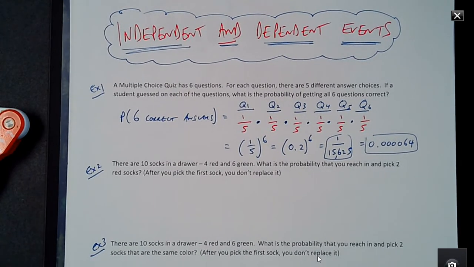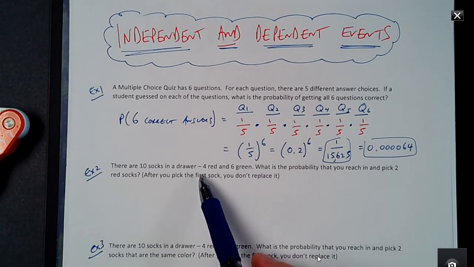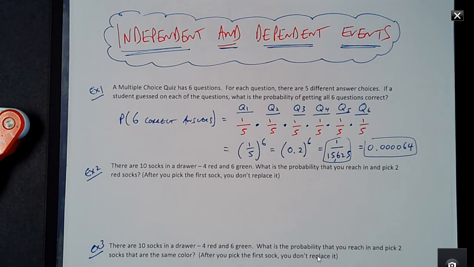So now let's have a look at a dependent probability. Let's imagine you have that same morning. All right, you have a history test in the morning, you're rushing to get up, and you reach into your sock drawer. Now, in your sock drawer, apparently you have 4 red socks and 6 green socks. You're stylish. What's the probability that you reach in and pick 2 red socks?